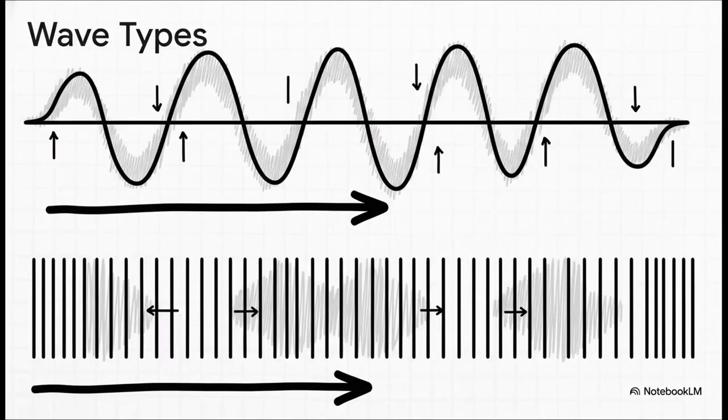Moving from flowing liquids to flowing energy, we absolutely have to define waves. The way particles move relative to the direction the wave is actually traveling gives us two main types. First, transverse waves. This is where particles vibrate perpendicular to the wave's path, literally like doing the wave in a sports stadium. Then you have longitudinal waves, like sound moving through the air. Here the particles vibrate parallel to the direction of propagation, compressing and expanding as they travel.